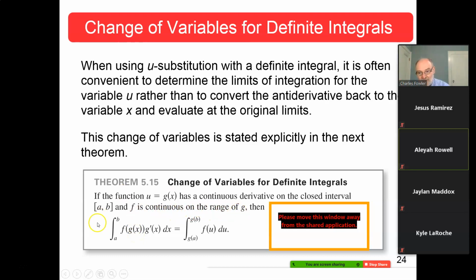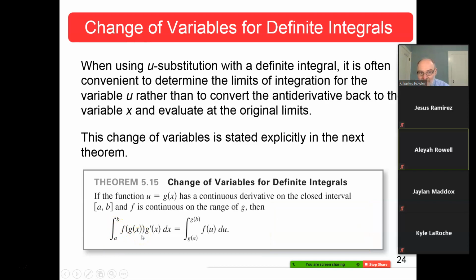In other words, when g takes on the a value, you find a value for g. G takes on the b value, you get another value for g. And if f is continuous between those two, g of a and g of b, then this is how it works. Now, let me tell you, this is way more complicated looking than what it really is.